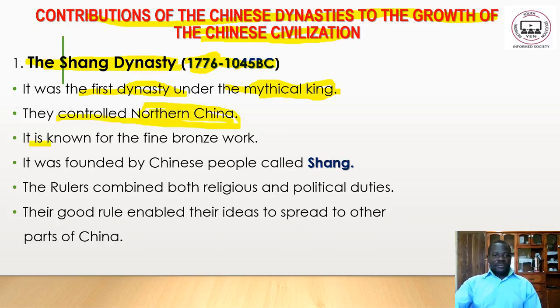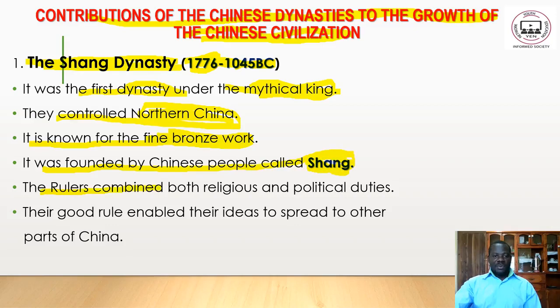And it is known for the fine bronze work. They were the people who were working on bronze, and their bronze was very, very fine. And it was founded by the Chinese people called the Shang. So it was called the Shang dynasty because it was founded by the people called the Shang.